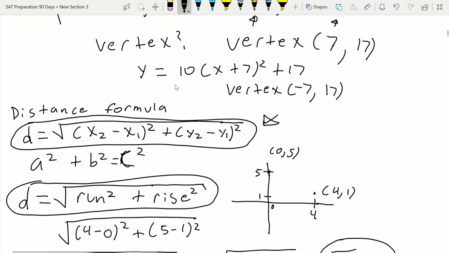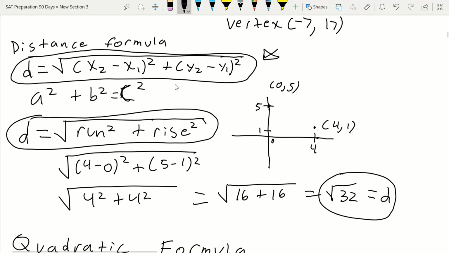All right, our distance formula. We've got our distance is equal to the square root of our run squared plus our rise squared. That could also be written in long form: our distance is equal to the square root of our second x point minus our first x point squared plus the difference between our two y points squared. So that's our distance formula.